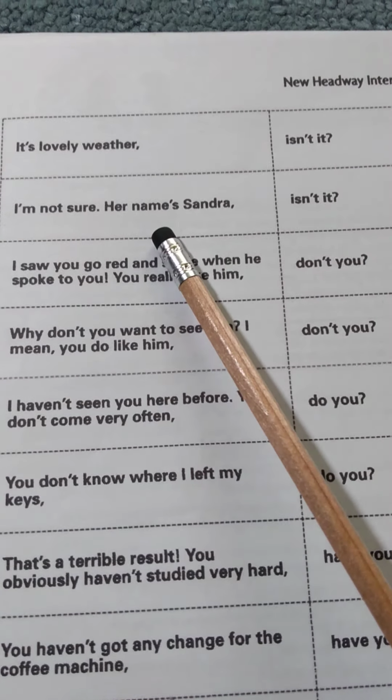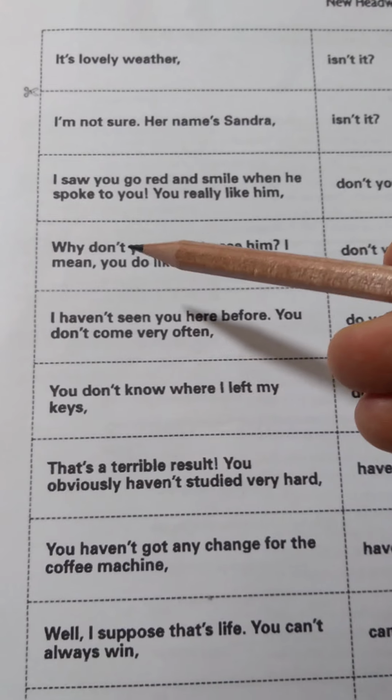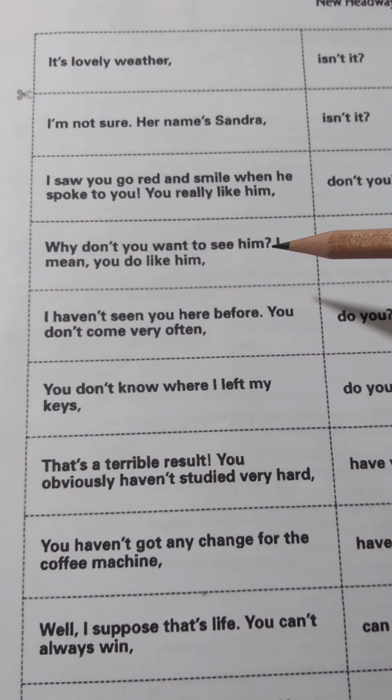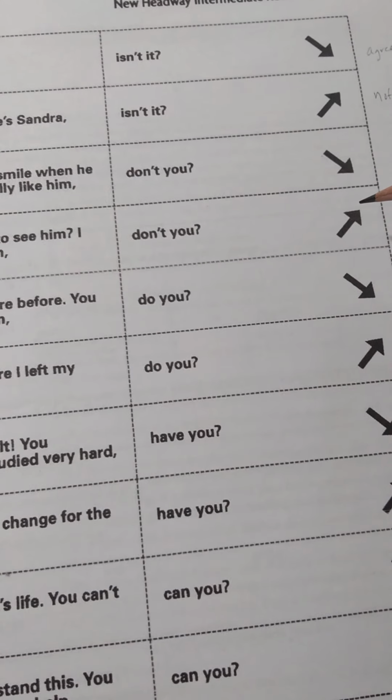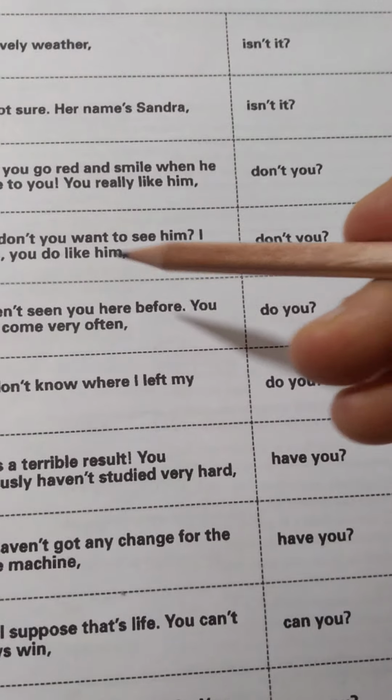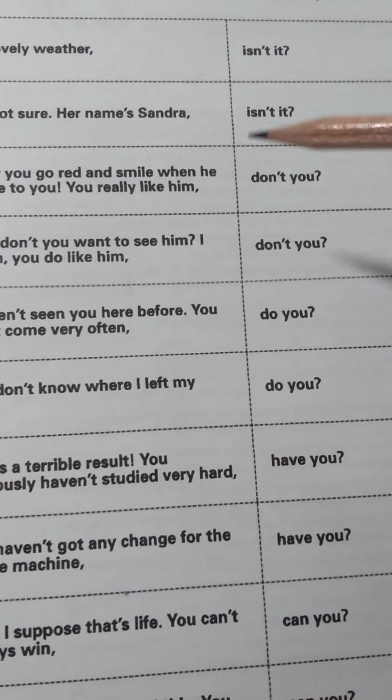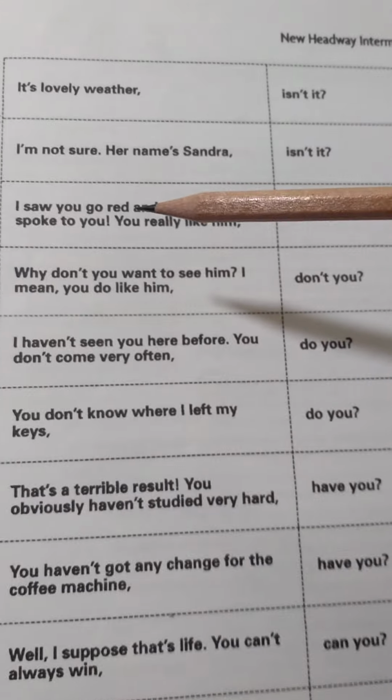All right, I saw you go red and smile when he spoke to you. You really like him. And then falling tone, don't you? Don't you. All right, why don't you want to see him? I mean, you like him, don't you? Nah, you like him, don't you? I think you like him.